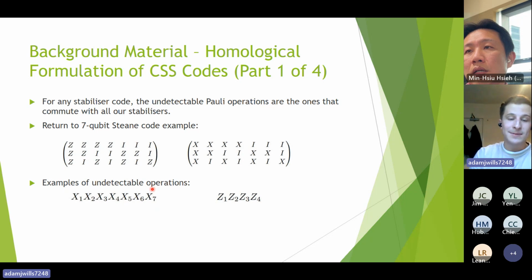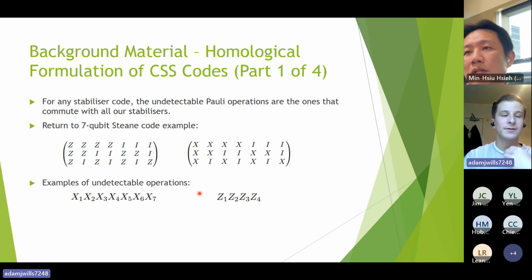Again, I mentioned there are 2 types of undetectable operations, the logical errors and the stabilizers. If you know a little bit about the 7-qubit Steane code, you will know this is a logical error, and this is a stabilizer. In fact, it's up here. But we're just lumping all these together for now. Undetectable operations are the things that commute with all our stabilizers.